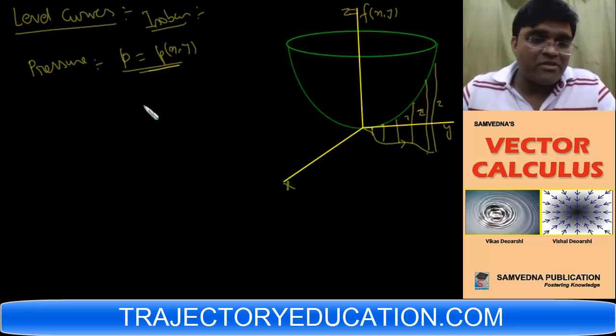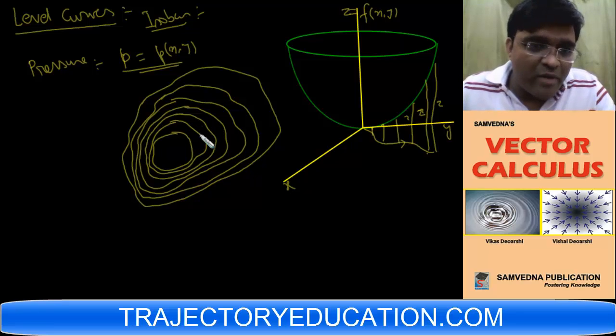You might have seen these curves when you listen to weather news, or in a geography book. I'll draw those curves. These are basically isobars. These are the isobars which join all the places which have the same pressure; this isobar will correspond to, say, P equals 1000 bars.